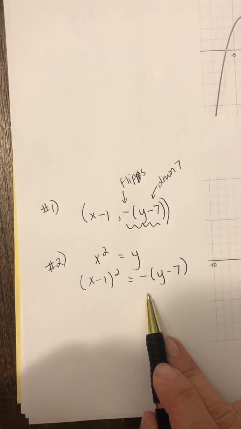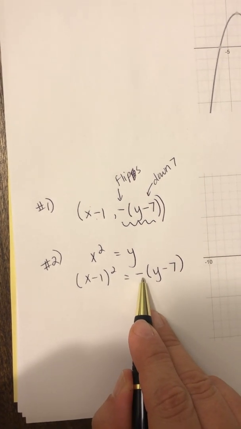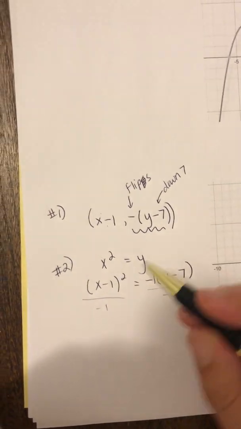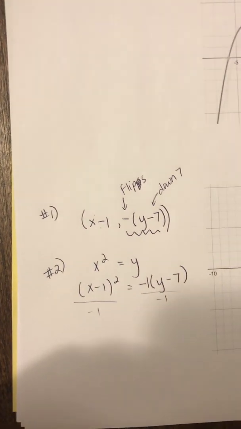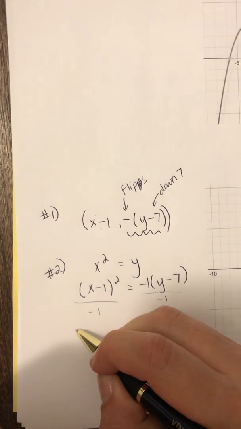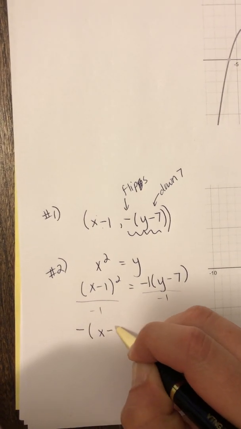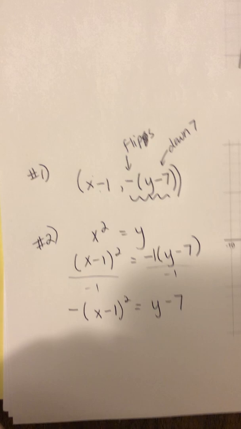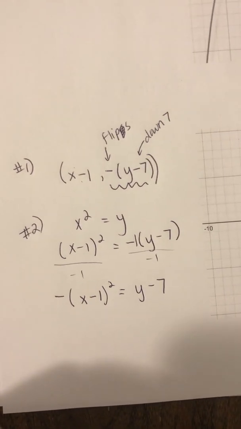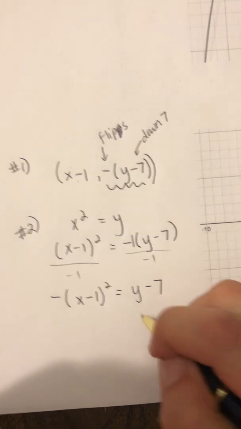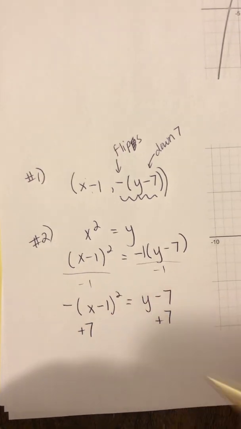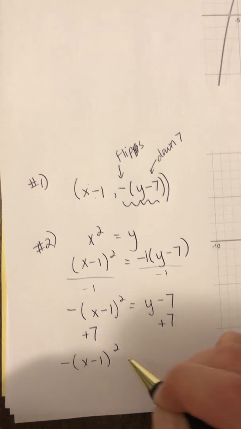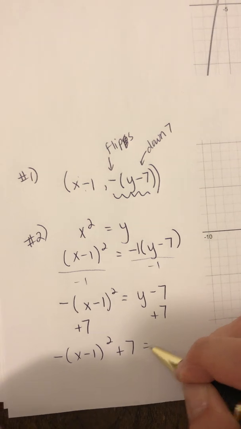Right now, what I can do is think about getting rid of this negative. It's really just a negative 1, and I can divide both sides by negative 1. And when I do that, I'm actually staying outside of the parentheses, so don't think that I'm changing things inside. But what I get is negative x minus 1 squared equals y minus 7. Okay, now if I'm going to solve my equation for y, I'm going to add 7 to both sides. I can write that in 2 different ways, but I'm going to write it like this. Negative x minus 1 squared plus 7 equals y.